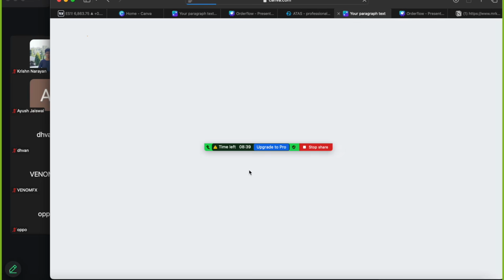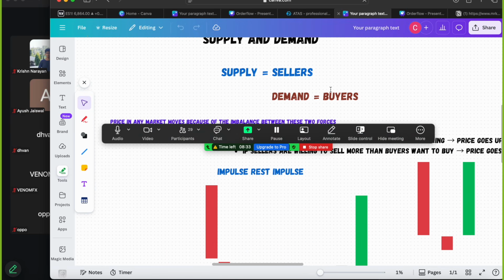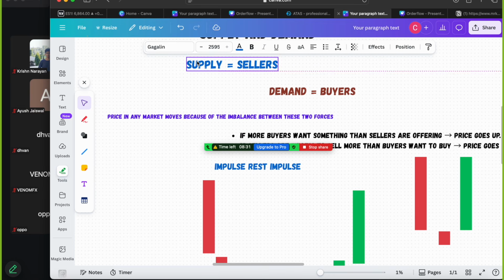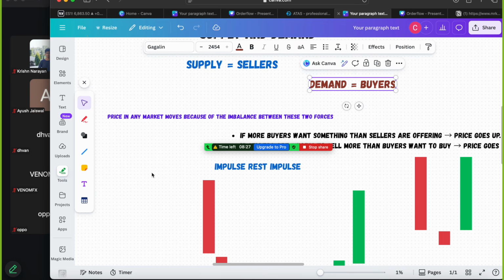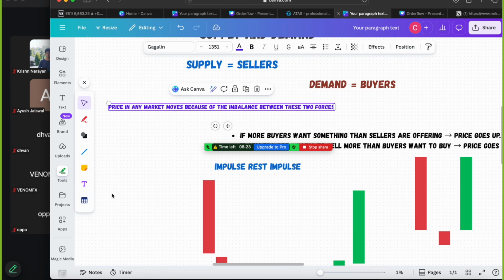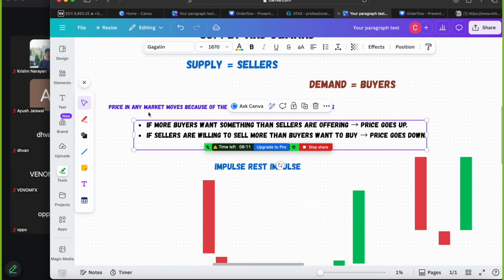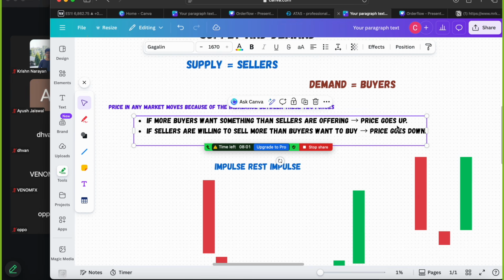Okay, now let's talk about some very interesting concepts. So supply and demand. Supply means sellers, demand means buyers. Price in any market moves because of the imbalance between these two forces. If there is a balance between these two forces, then the price will be in a sideways consolidation and it will not move. If the buyers want something more than the sellers are offering, price will go up. If the sellers are willing to sell more than the buyers want to buy, price goes down.